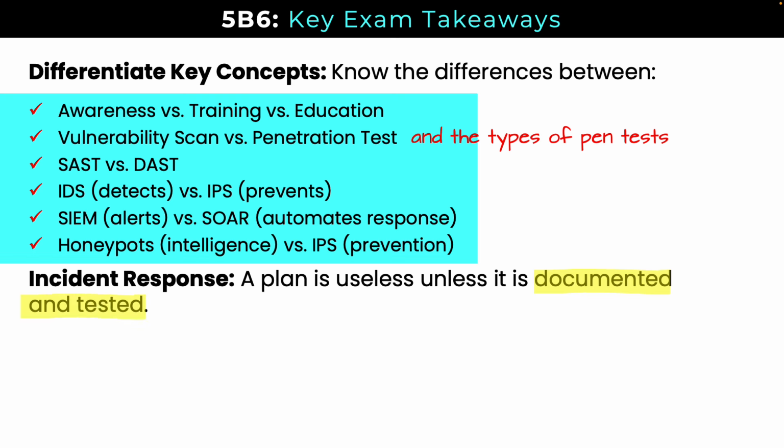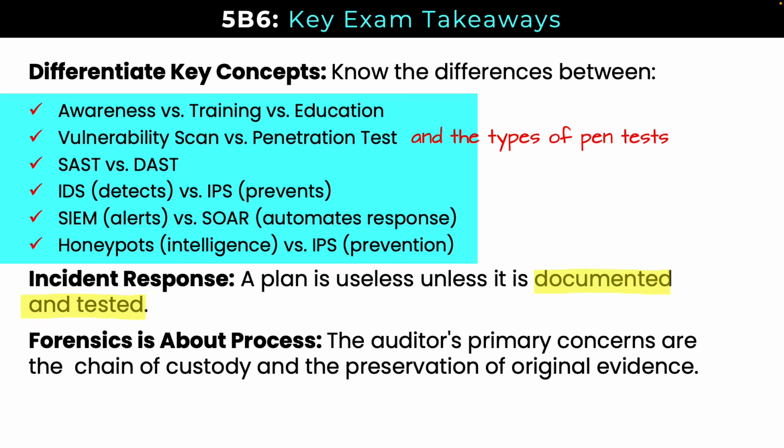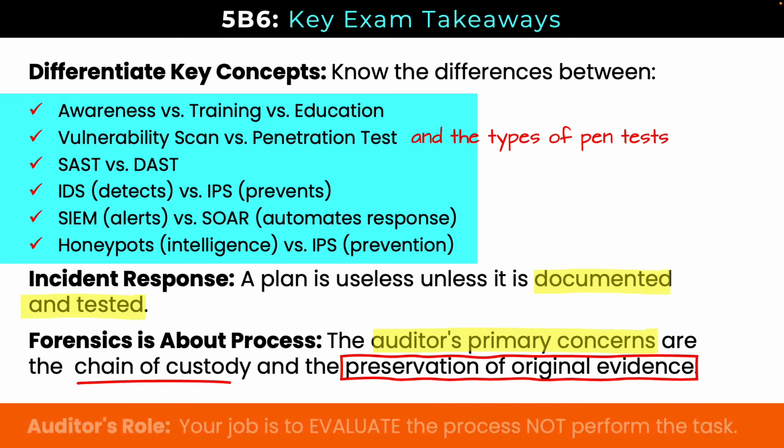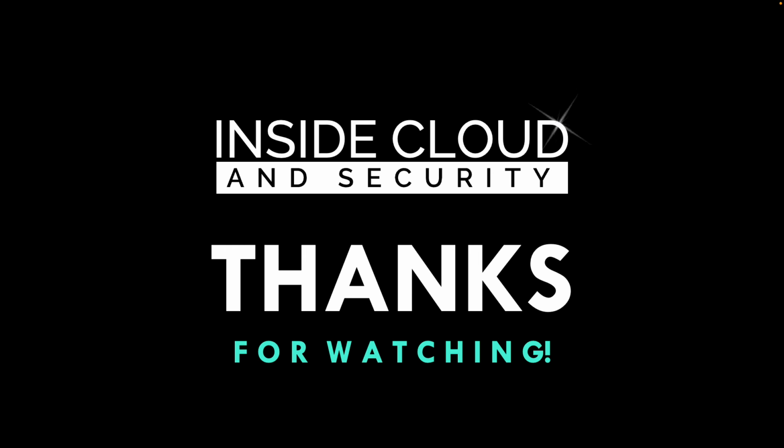Those are the keys. And remember, forensics from an auditor's perspective is about process. Your primary concerns are the chain of custody and the preservation of original evidence. It's all about integrity and that chain of custody. Your job as an auditor is to evaluate the process, not perform the task. And my friends, that's what I have for you here in Domain 5, Part B.